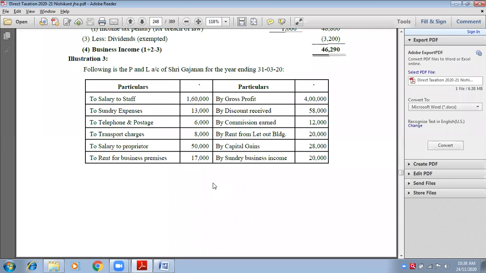Yes. Acha, commission earned is also related to business. Yes, very good, Anu. It is related to business. Very good. And if it is related to business, let it be then. Don't do anything.